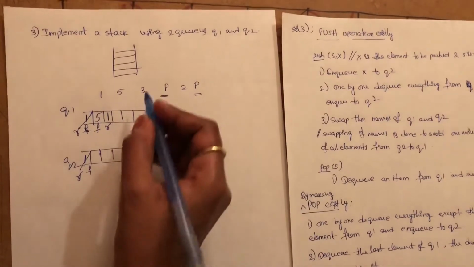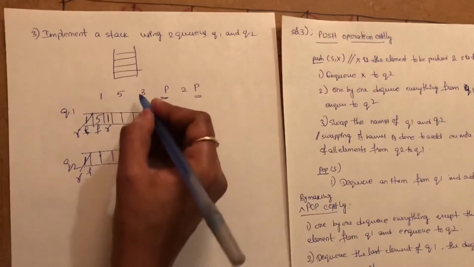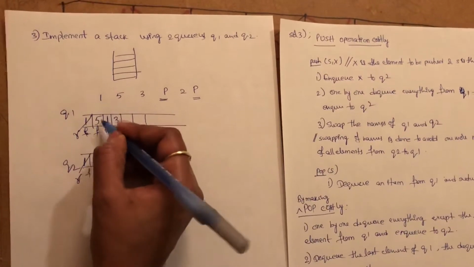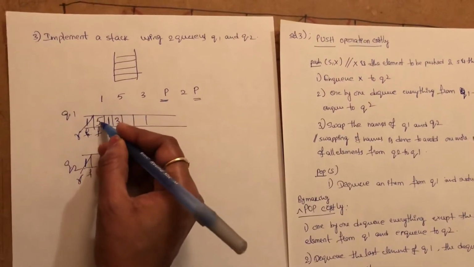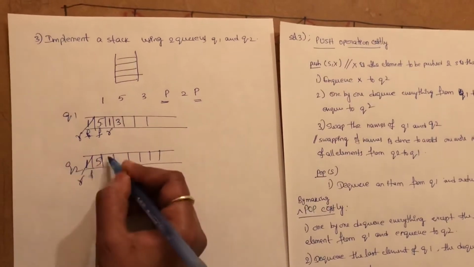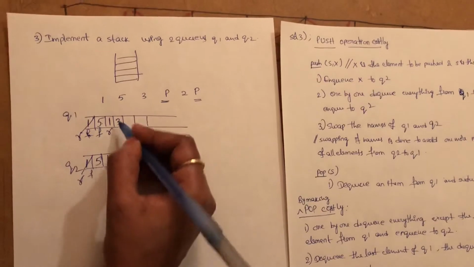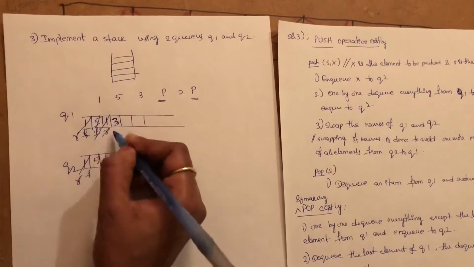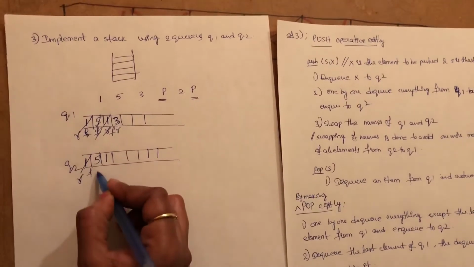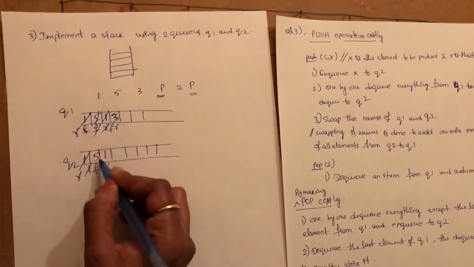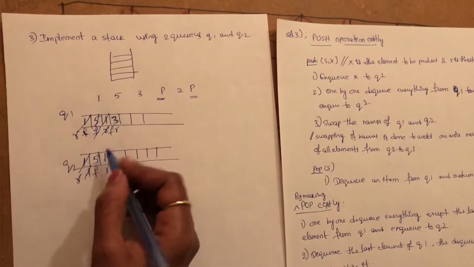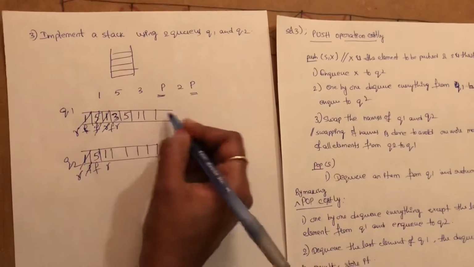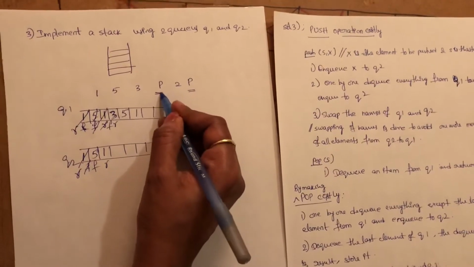Then again we NQ 3 here, and we again DQ them to Q2, and again then we take this element. Now the front will become here and the rear will become here. Then again we DQ them into Q1, 5 and 1, and the next operation is the pop.